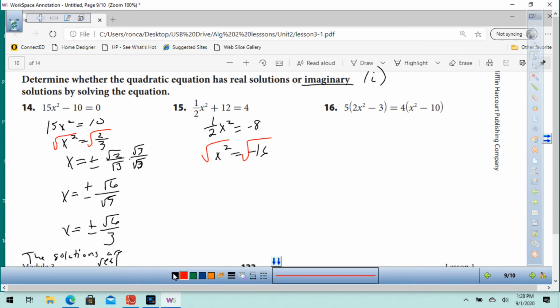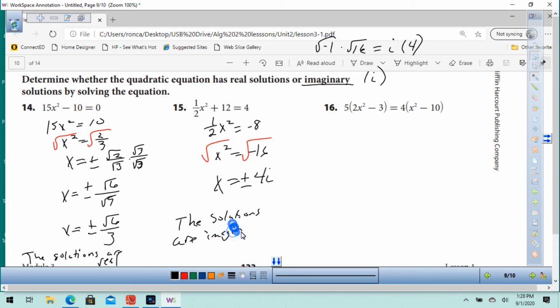Remember, we have x equals plus or minus, wait for it. The square root, that's going to be the square root of negative 1 times the square root of 16. All right, the square root of negative 1 is I. The square root of 16 is 4. So we're going to have plus or minus 4i. The solutions are imaginary. And that's because we got the I there.